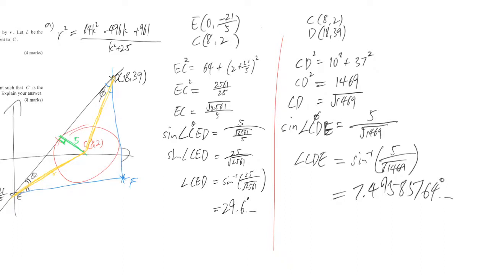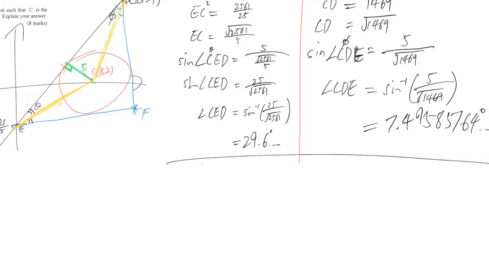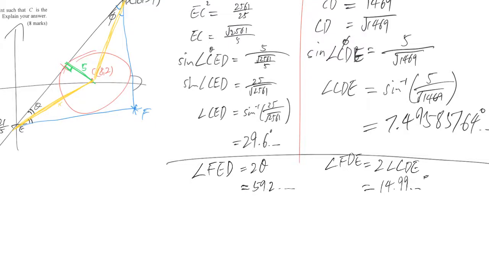After that, we want to conclude now. Angle FED is equal to 2 theta. That means this is around 29.6 times 2, which is around 59.2. And then angle FDE is 2 times angle CDE, so it's around 14.99 something degrees. Therefore, the last angle DFE is equal to 180 degrees minus 59.2 degrees and then minus 14.99 degrees.